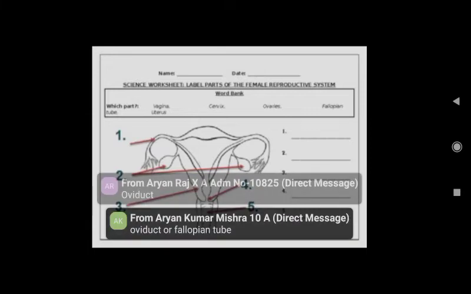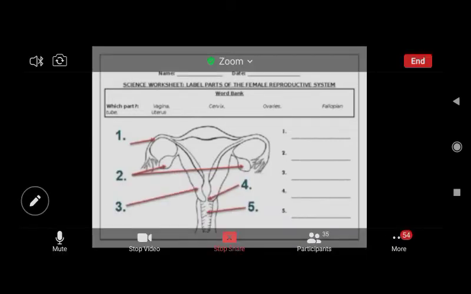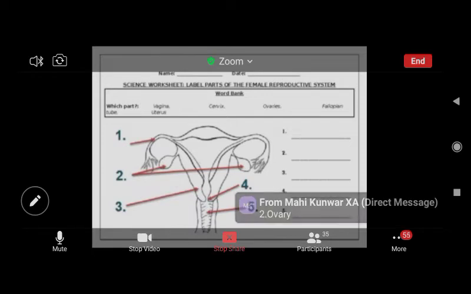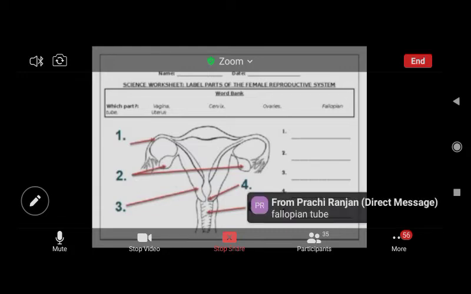Correct. See, so many students are there in the class, and all the students should participate in this. 35 students are there. Mahi, don't jump. We are with the first labeling. Please don't answer the second labeling. When I ask, then you will answer. Yes, you all are correct. Number 1 is fallopian tube or oviduct.